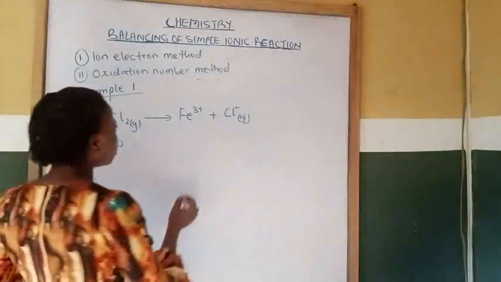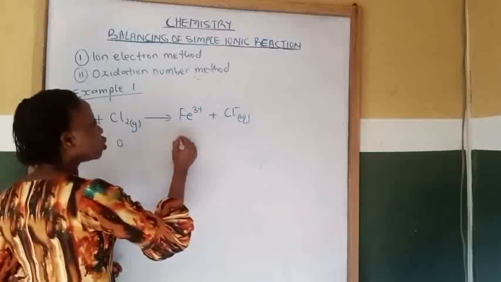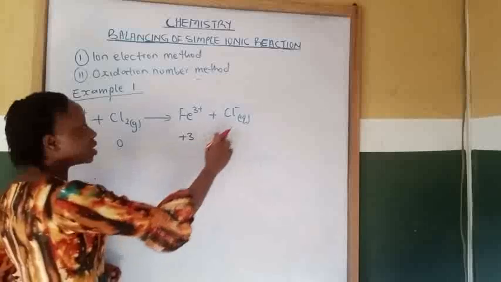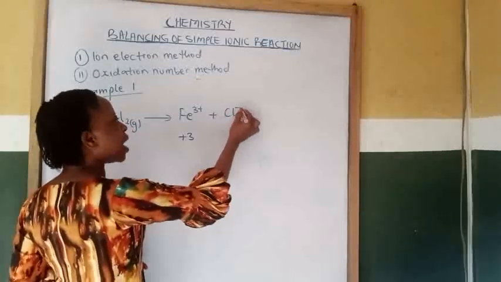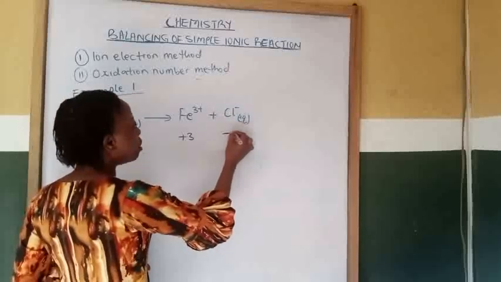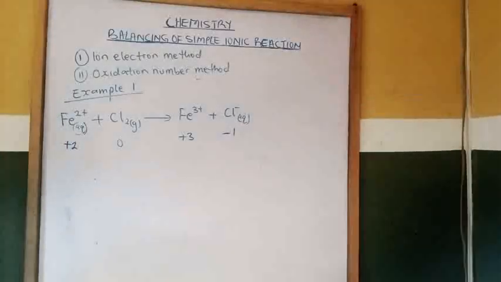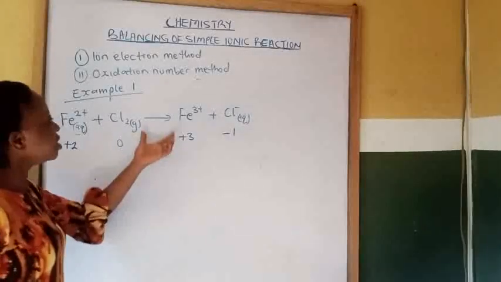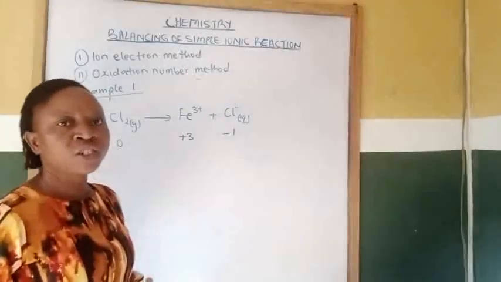The oxidation number of this iron is the charge on it, which is +3. The oxidation number of chloride ion is the charge on it. This minus means -1, so the oxidation number is -1.